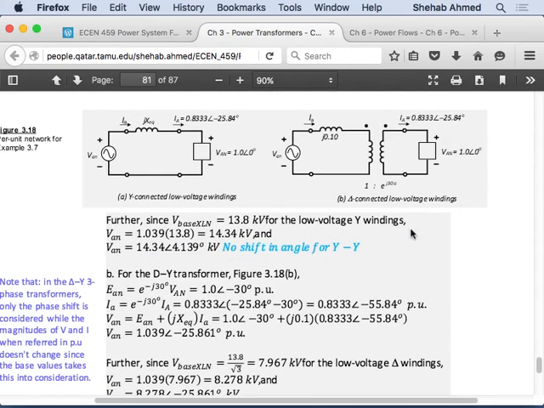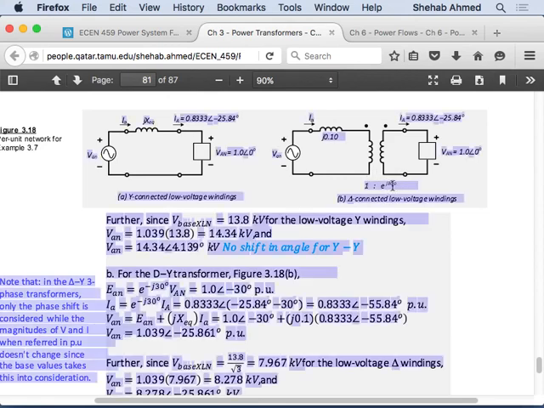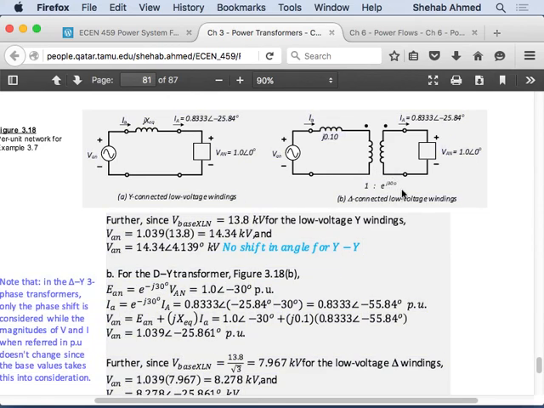So remember, the 1 angle 0 does not change. The 0.833 does not change. The voltage and the current of the load do not change. Right? They do not change. But since I have a delta star transformer, the star leads by 30. The star is leading by 30 degrees. So what do I do to convert?